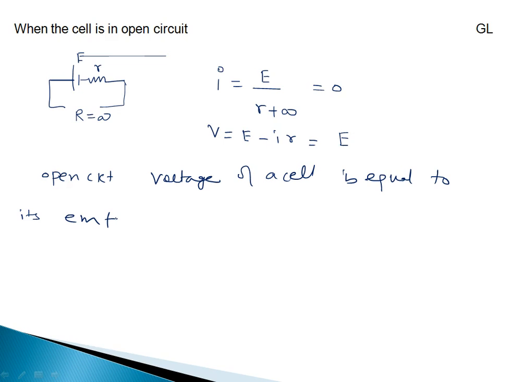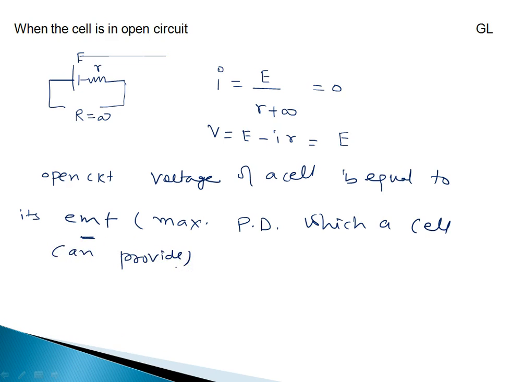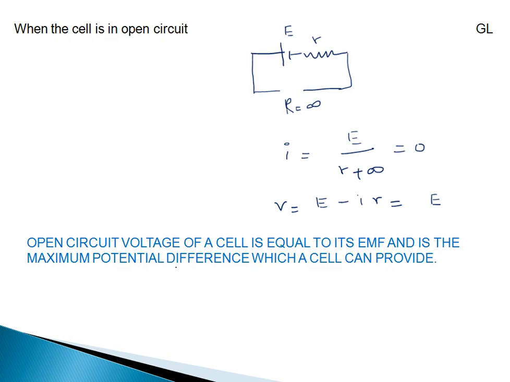It is the maximum potential difference which a cell can provide, because EMF is the maximum potential difference which a cell can provide. Is it clear to you? So just read it.